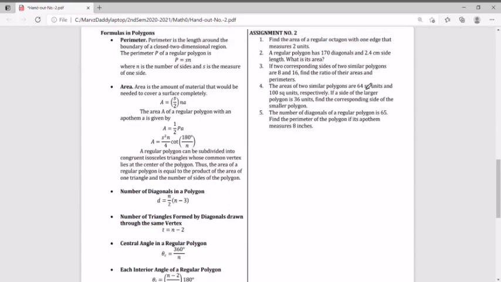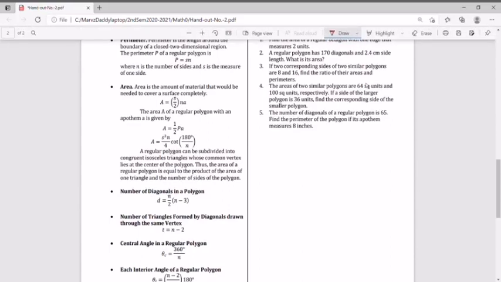The perimeter of a regular polygon is given by the formula P is equal to S times N, where S is the measure of one side and N is the number of sides. Area is the amount of material that would be needed to cover the surface completely. So, sa kalahian o perimeter area.